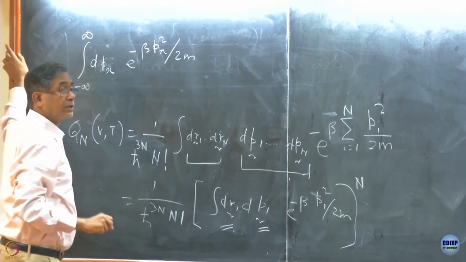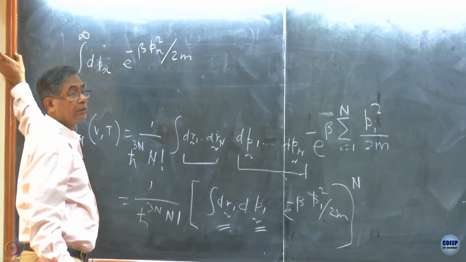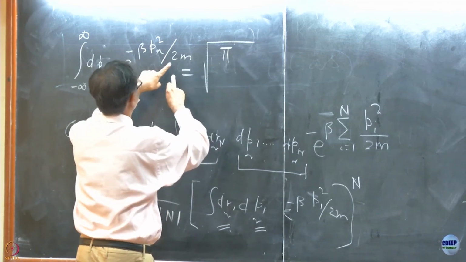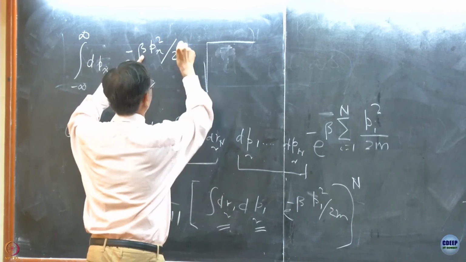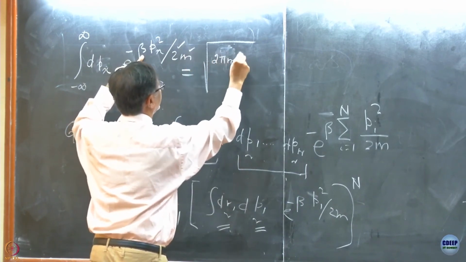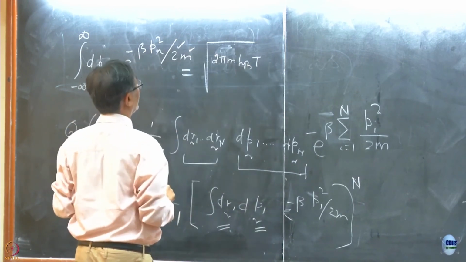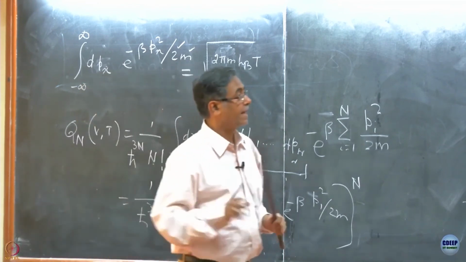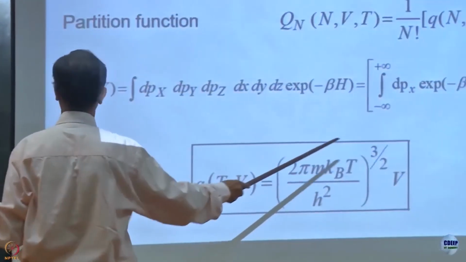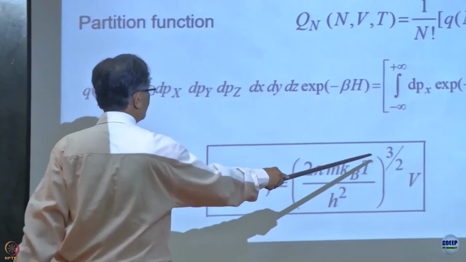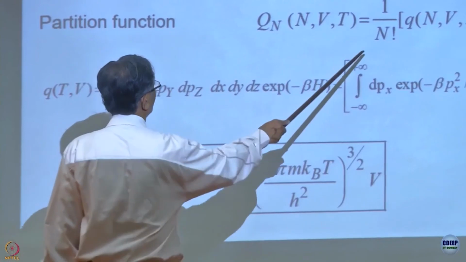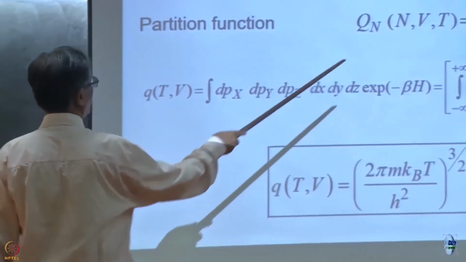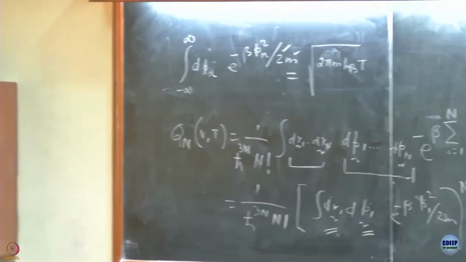What is the value of this integration? Root over pi by a, yeah. So root over pi by a, where a is 1 over 2m kBT, means 2 pi m kBT. Root over pi by a, both are a, this also comes here. So this is the integration, that integration in its full glory comes here, and since there are 3 of them, it becomes a cube, and since it is a root it becomes 3 by 2. I have to put Planck's constant h to the power 3n here, that goes here as h squared. Okay. So this is the small cube, and I have 1 over N factorial in front of the big cube. This is the partition function of the monatomic gas.